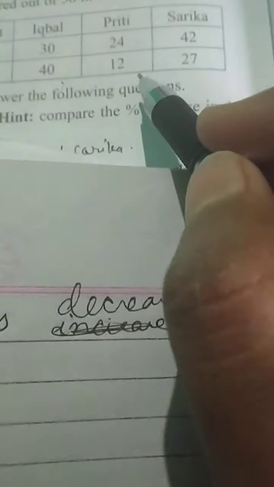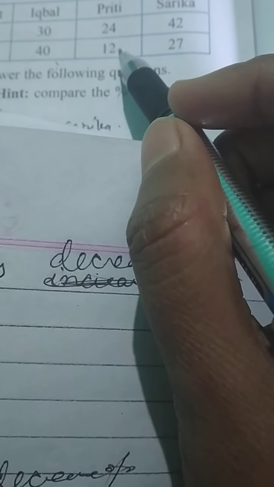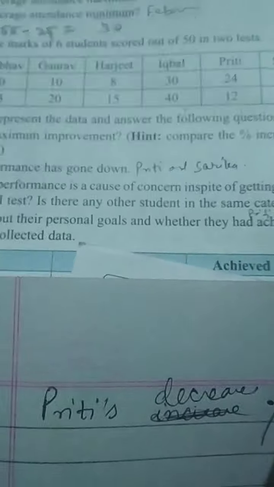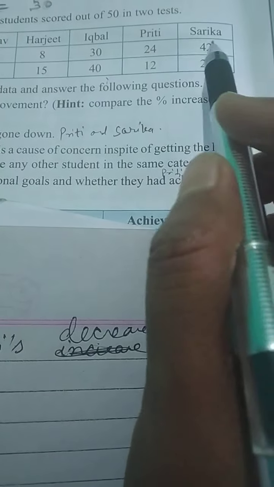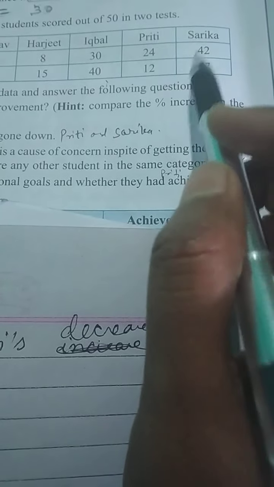Preeti has also got a very big downfall, 24 before and now 12 marks only. Before, Sarika got 42, the highest marks in the first test. You can see Sarika. But in the next, she has got only 27. There is a much bigger difference between these. So she has also got a downfall. Okay.